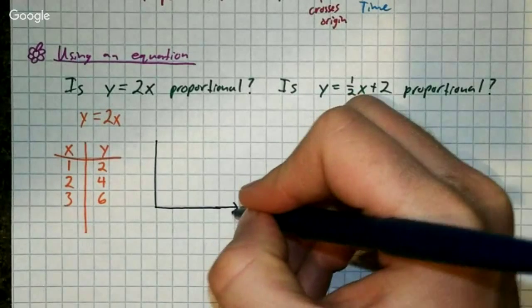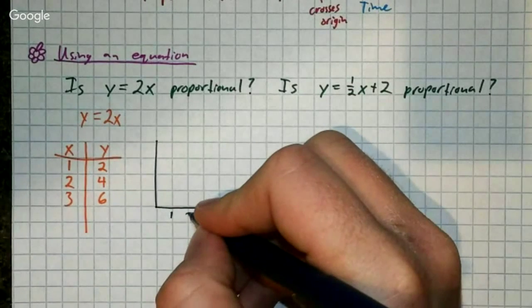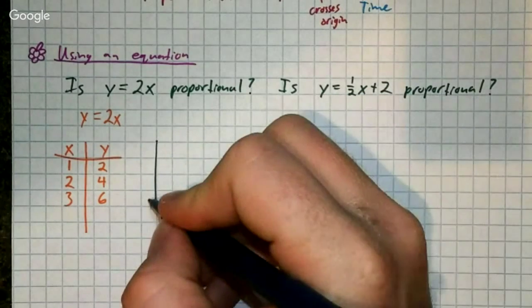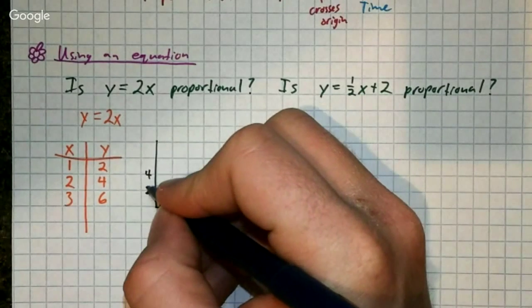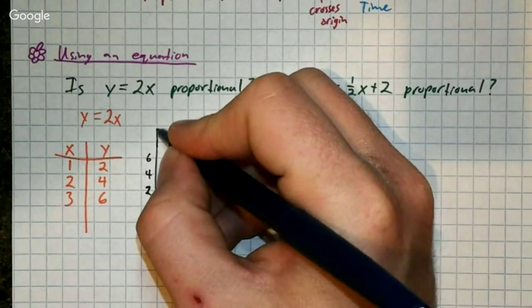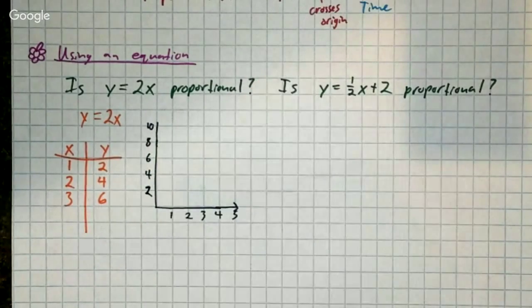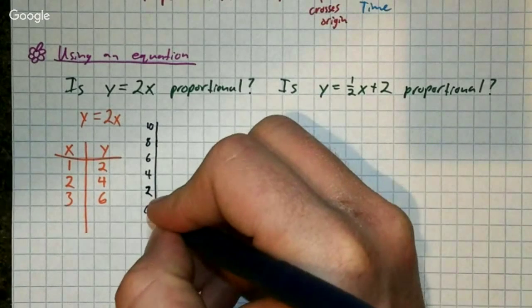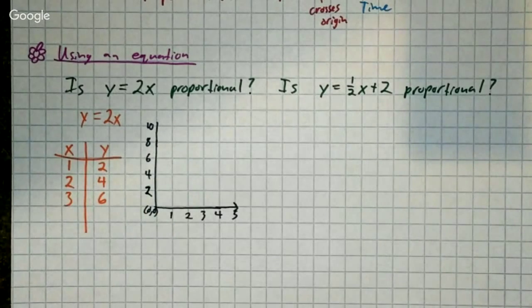Okay, along the x, we're going to have 1, 2, 3, 4, 5. And here we'll have 2, 4, 6, 8, 10. Okay, there we go. So this is our origin. That's what we need to make sure it passes through in order for it to be proportional. Okay, so let's take a look.